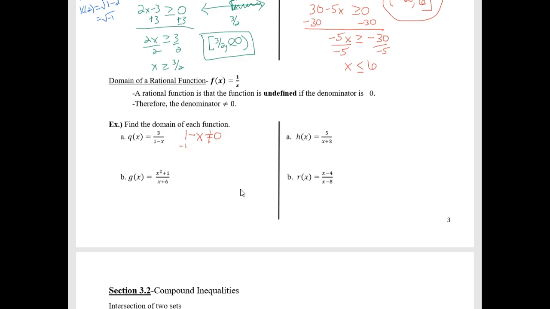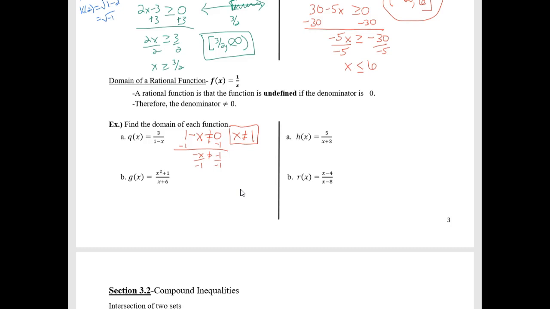So if I subtract 1 from both sides, I'd end up with negative x. It can't be negative 1. Divide by a negative 1. So x can't be positive 1 because a negative divided by a negative is positive. Which makes sense. I could just look at this and say 1 minus 1 would give me 0. So x can't be 1. So if you're asked the only value that x can't be, it'd be this.